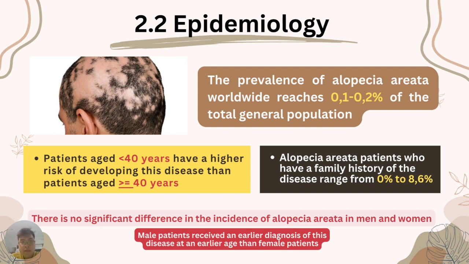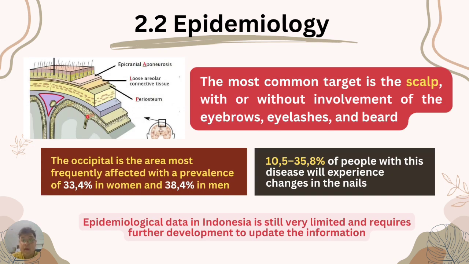The most common part of the body targeted by alopecia areata is the scalp, with or without involvement of the eyebrows, eyelashes, and beard. The occipital is the area most frequently affected by this disease, with a prevalence of 33.4% in women and 38.4% in men. As many as 10.5 to 35.8% of people with alopecia areata will experience changes in the nails, such as pitting, trachyonychia, and longitudinal ridging.